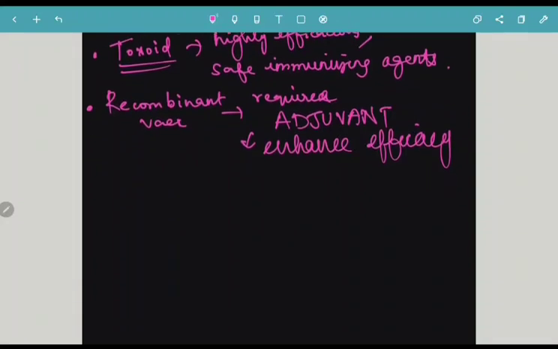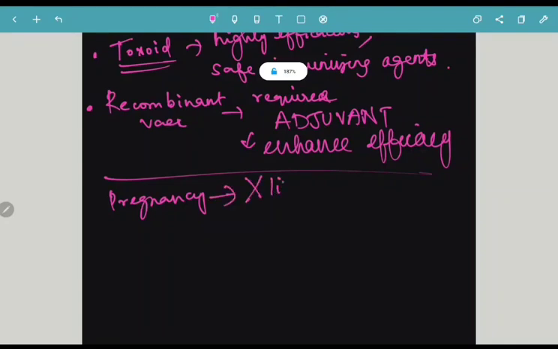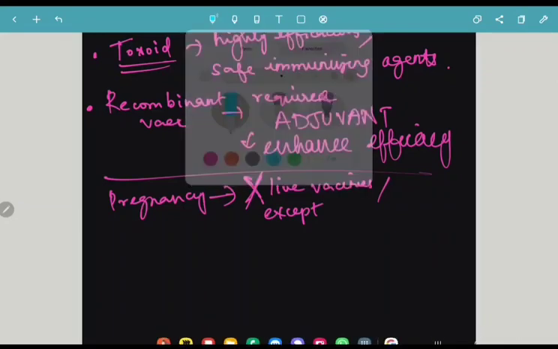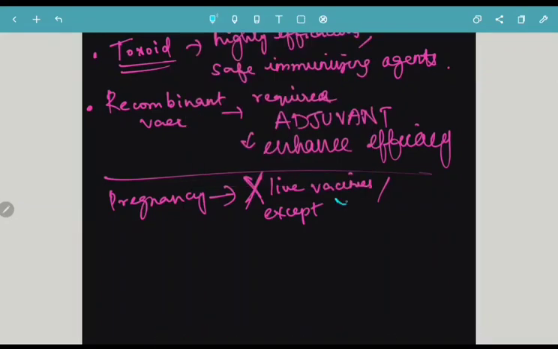First condition, pregnancy. In pregnancy, can we give vaccines? All the live vaccines except yellow fever are going to be contraindicated. So in pregnancy, no live vaccines must be given, except for what? Which is the only vaccine which we can give in pregnancy? Yellow fever. Yellow fever is not contraindicated in pregnancy.